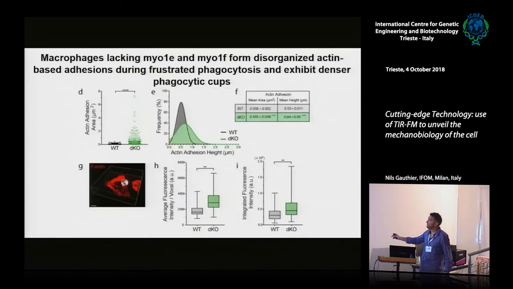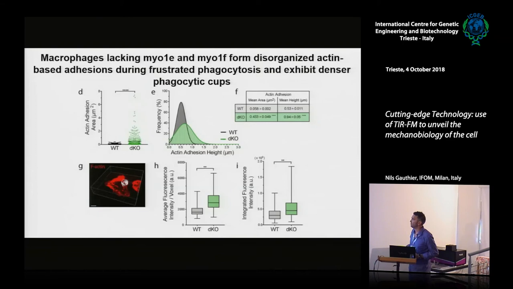Then you can quantify that, and here you have almost a factor of 10 in size. You see first in the wild type, they are very narrowly distributed, and they are always almost the same size. In the double knockout, there is a huge distribution of size, and they are almost 10 times bigger in area. Then there was a very strong difference in the way adhesions were made, which could explain, maybe because you have very large adhesions, why we have a delay in phagocytosis and why it was not working so well.